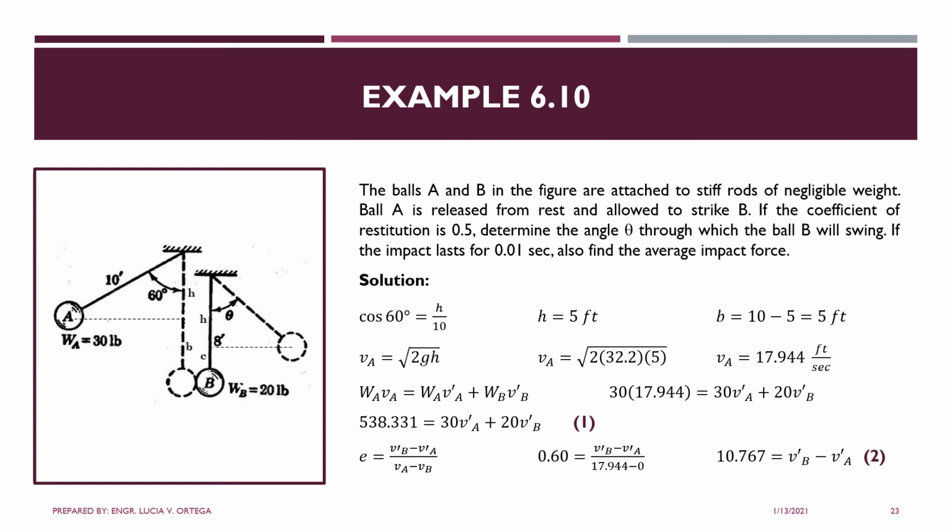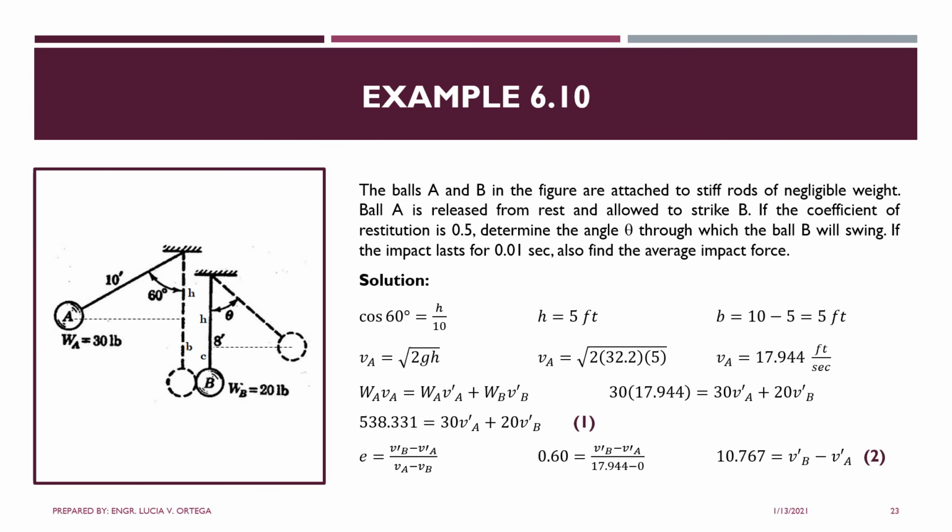So we have this formula: velocity is the square root of 2gh, considering the vertical distance, which is 5. It is released from rest, so the initial velocity is 0, and we have only this equation for velocity. The velocity is 17.944 feet per second.